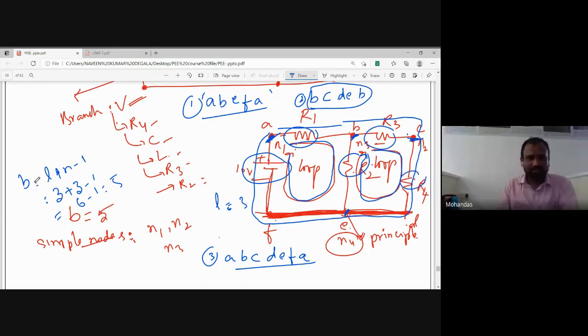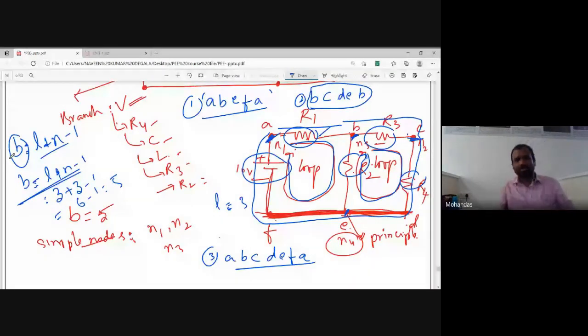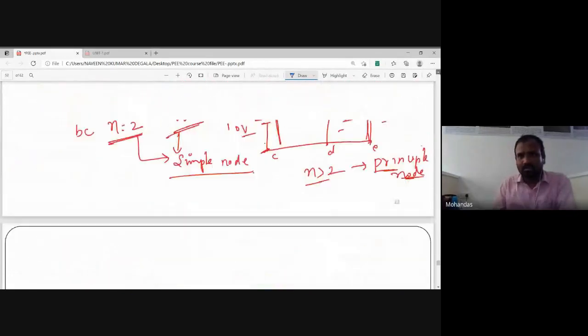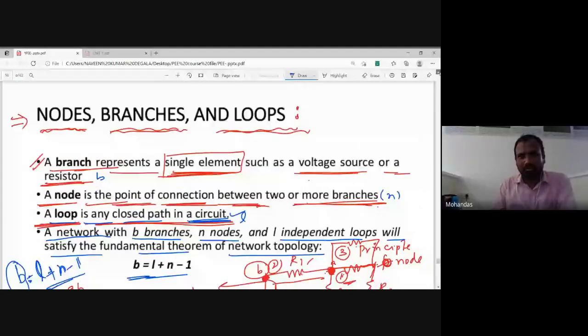So according to this formula, according to network topology, the branches, sometimes they may ask a 2 marks question. They will give a circuit. You have to identify the loops and the nodes, and if you subtract from this, you will get the total number of branches in a particular circuit. So if you know about these loops, nodes, and branches, now we can define KCL, KVL, and Ohm's law, the basic ones.